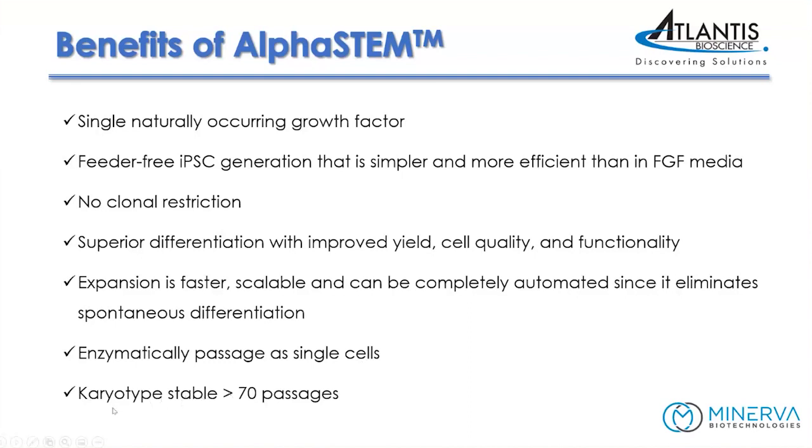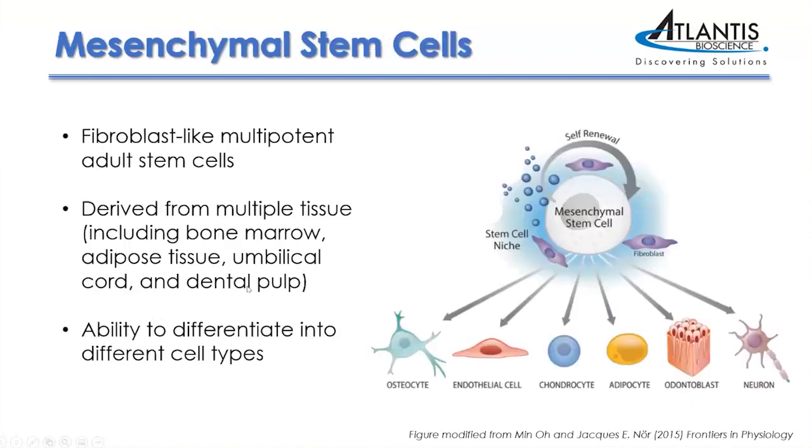So now let's move on and look at another stem cell that has gained tremendous interest, which is the mesenchymal stem cells, or in short, MSC. MSCs are fibroblast-like multipotent adult stem cells. They are derived from multiple tissues, including bone marrow, adipose tissue, and umbilical cord. They have the ability to differentiate into different cell types such as neuronal cells, endothelial cells, fat cells, and so on.